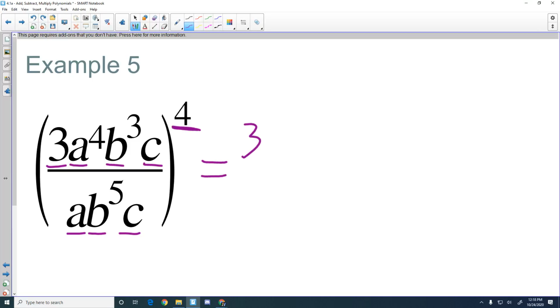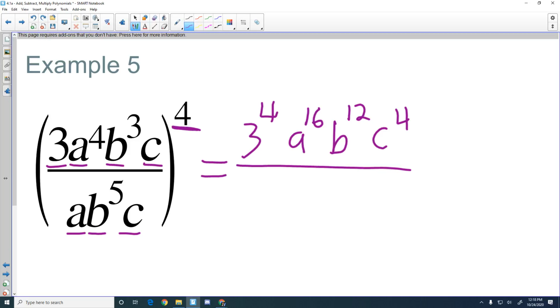First, you've got that 3 to the 4th. A to the, well, it already has a 4, so we multiply those exponents and get 16. The B already has an exponent of a 3. Multiply those and you get 12. C to the 4th, it didn't have an exponent, so it just gets that 4. In the denominator, we're going to have A to the 4th, B to the 5 times 4 is 20, and C to the 4th.